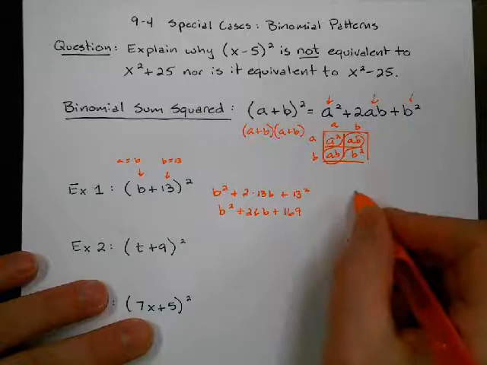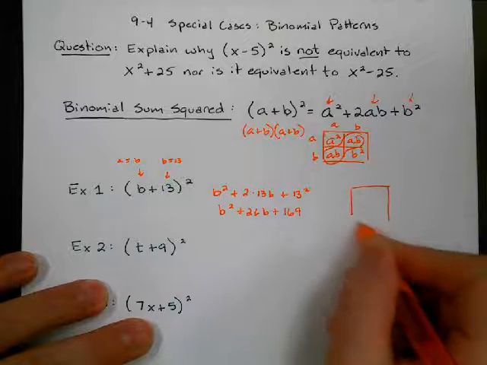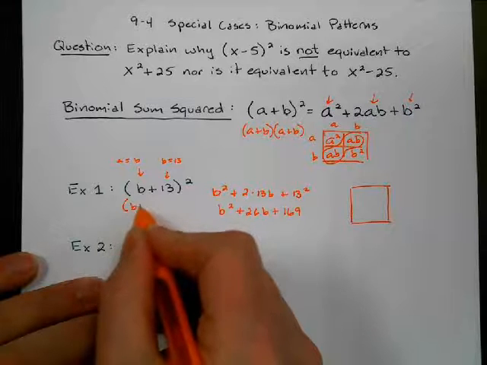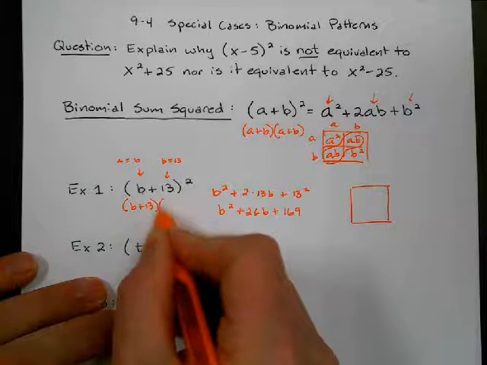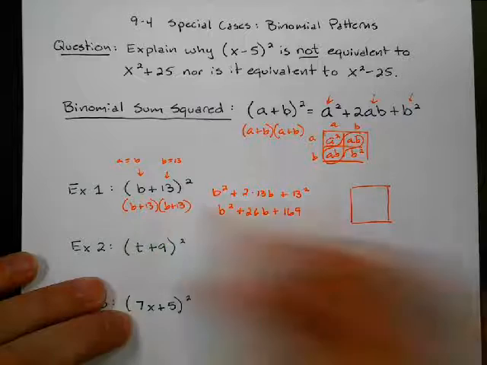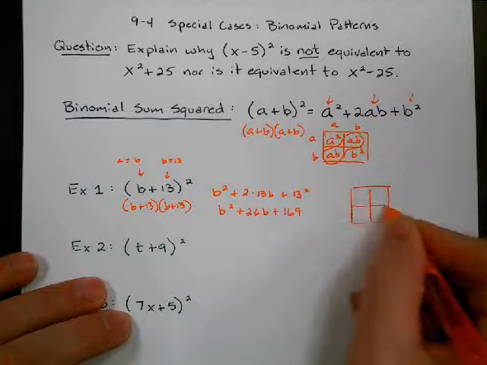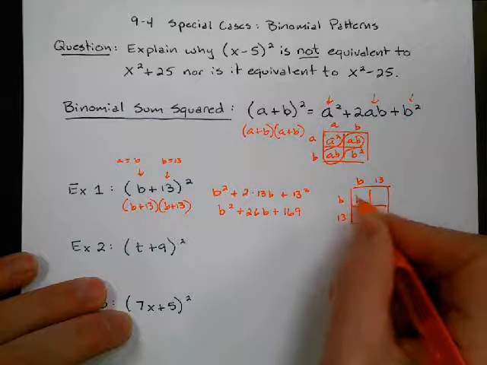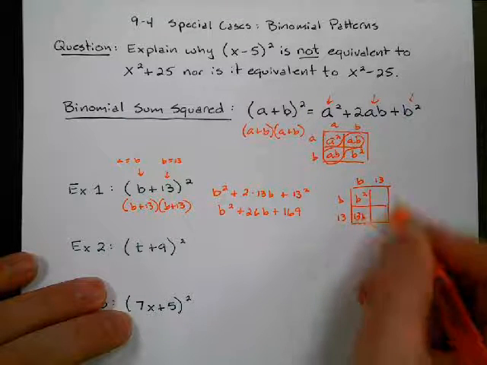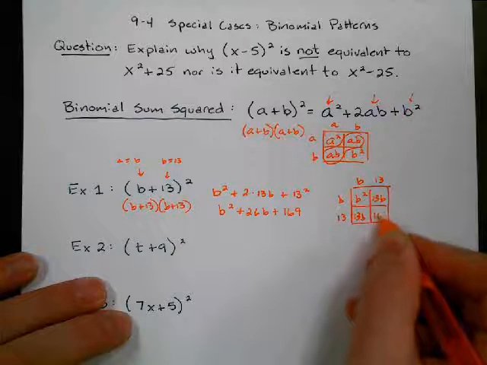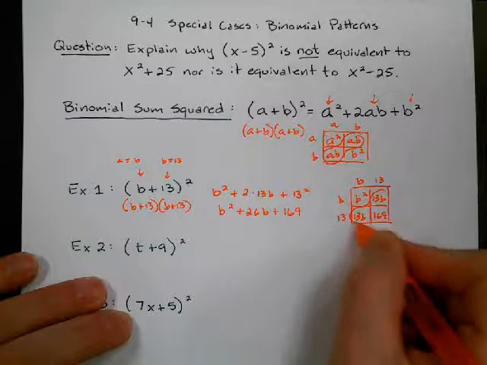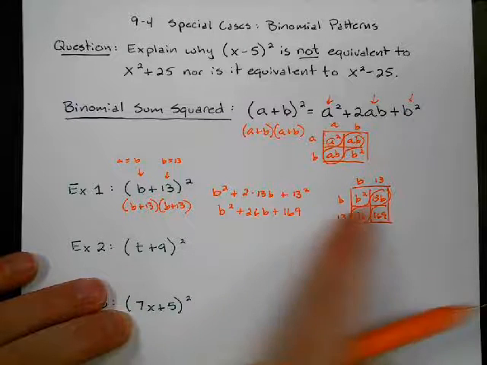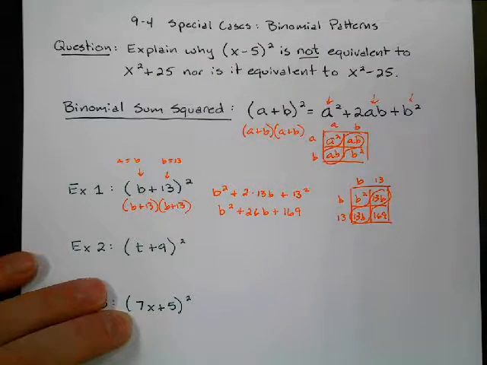Now, if you don't get that pattern, that's fine. What you would have done is the area model. You would have said, okay, (b plus 13) squared is (b plus 13) times (b plus 13). So then you would have done your little area model over here, b and 13, b and 13. You would have gotten b squared, 13b, 13b, and 169. And then these 13b's are where I'm getting my 26b from. So getting the same answer, just a different way to do it.